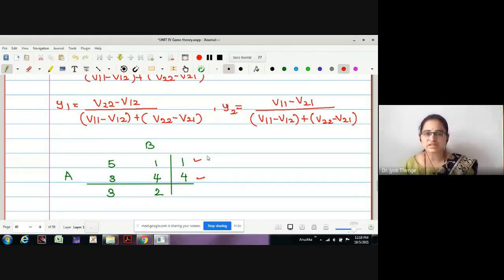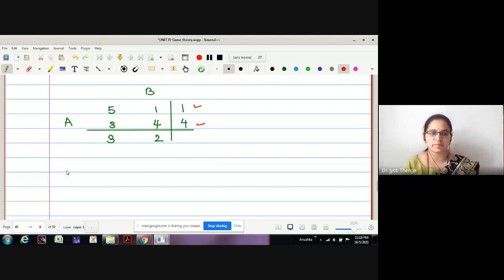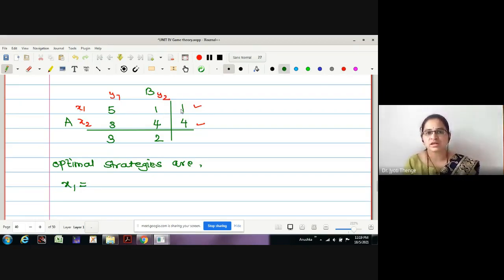Okay. Therefore, what is my x1? Let me write. Optimal strategies are. What is x1? Here it is x1, here it is x2. This is y1, this is y2. Right? Now, for x1, here the number is 1. Therefore, we will write 1 upon.